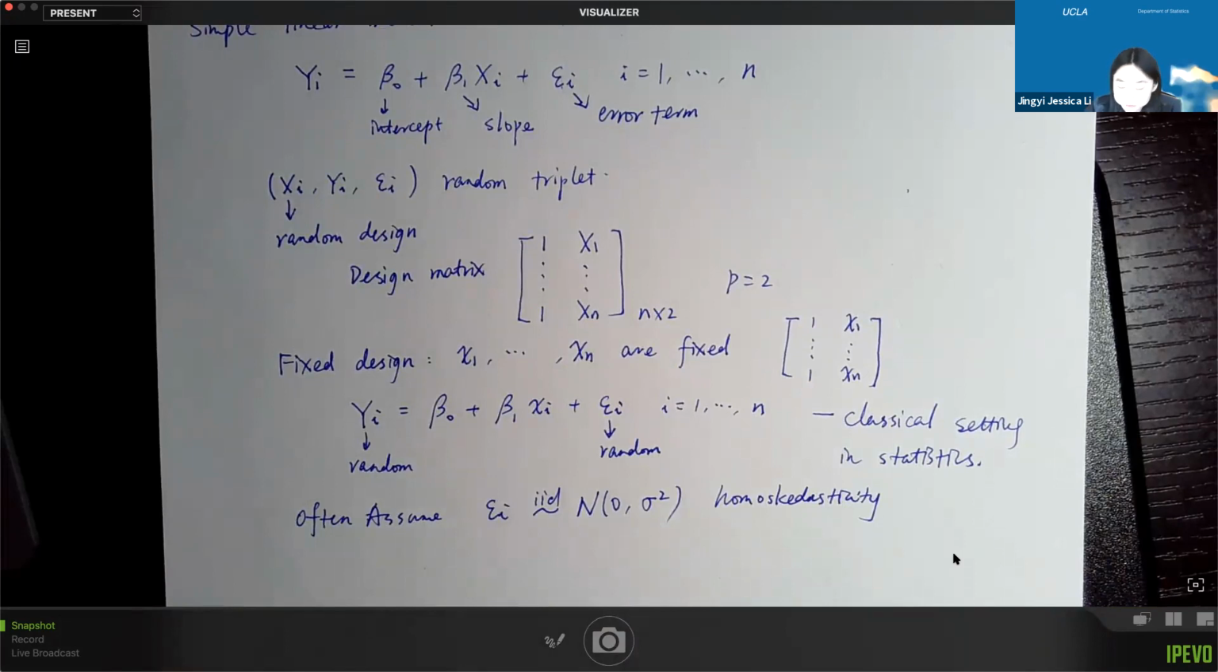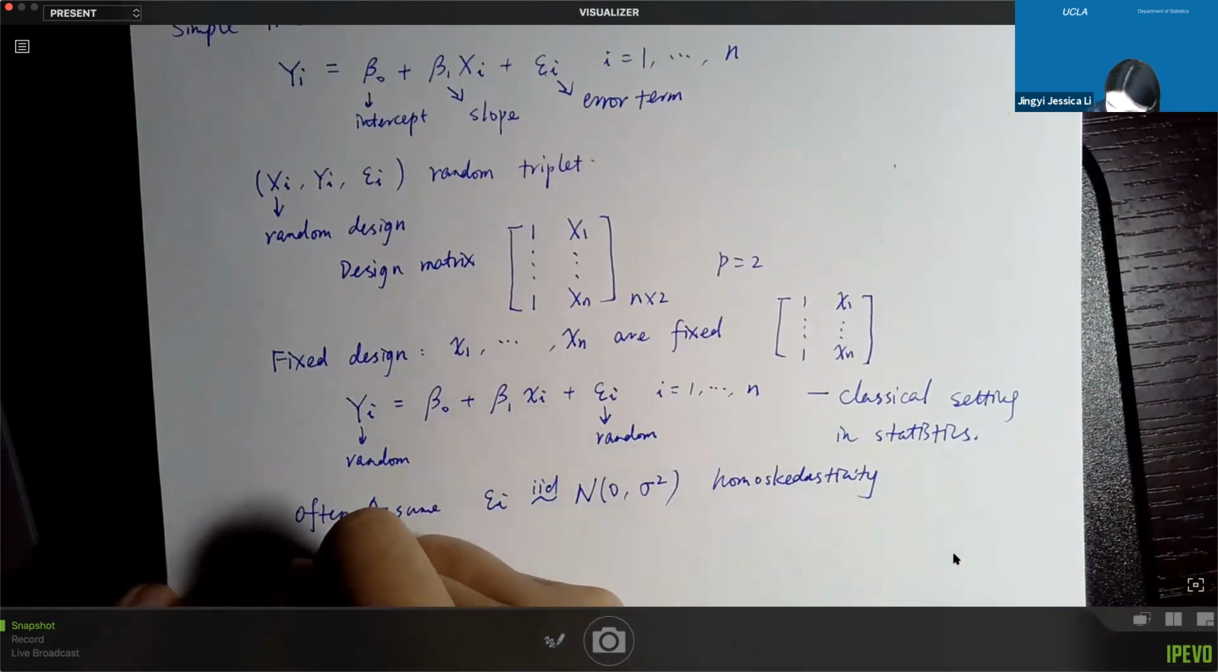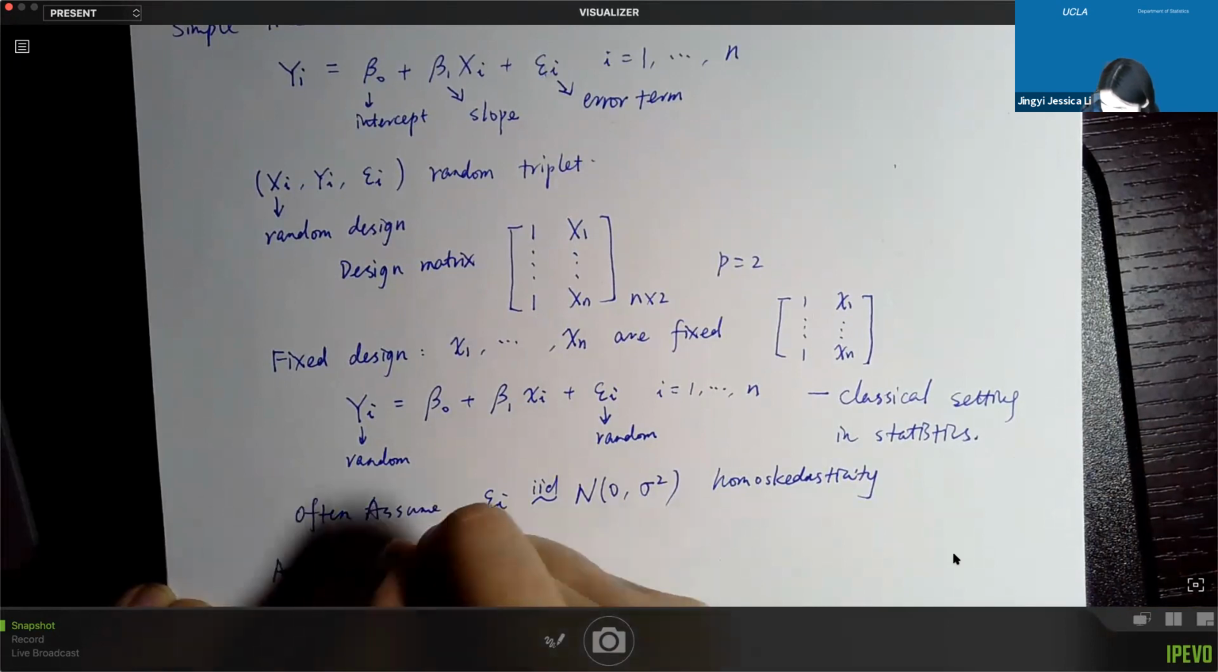Another reason why fixed design is reasonable, if you assume the true model is a linear model, is what we call, in statistics, the ancillary principle.